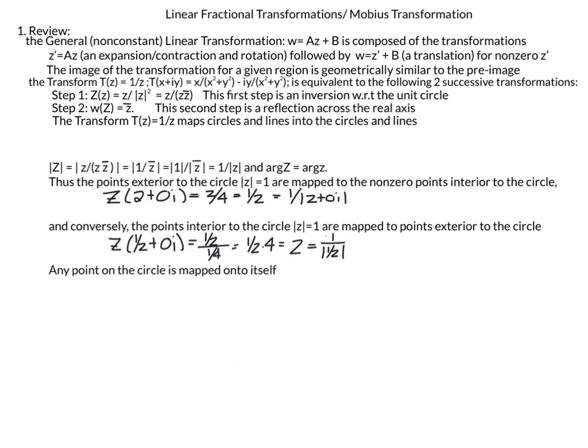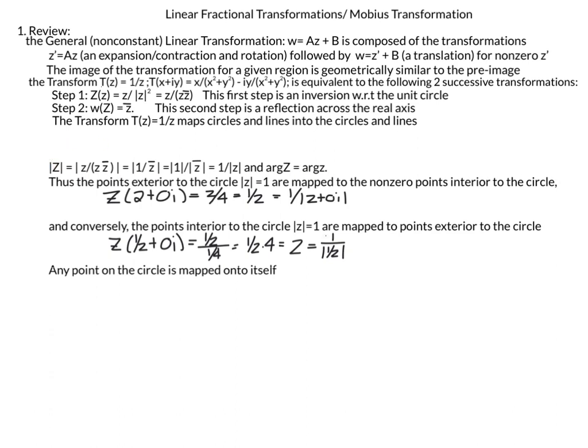Conversely, points interior to the unit circle are mapped to points exterior to the circle. Here's a point interior, 1/2 plus 0i. Putting it into our z function, we get 1/2 divided by 1/4, which is equal to 2, and certainly that is exterior to the unit circle. And any point on the circle is mapped to itself.